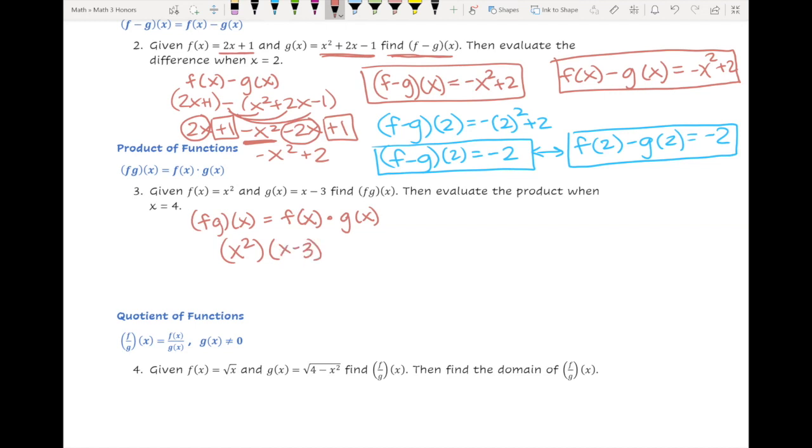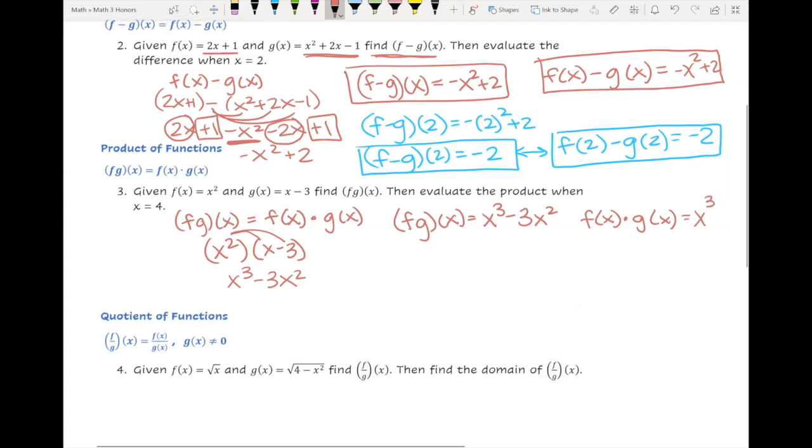I do have some distributing to do here. I need to distribute the x squared to each of them, so I end up with an x cubed minus 3x squared. F times g of x is x cubed minus 3x squared. Or in other words, the f of x times g of x is also x cubed minus 3x squared.